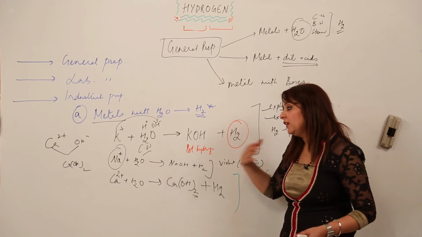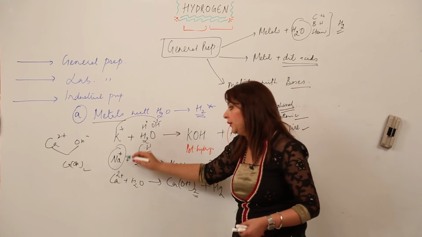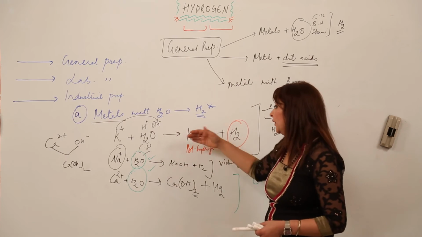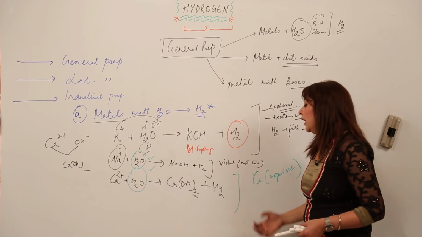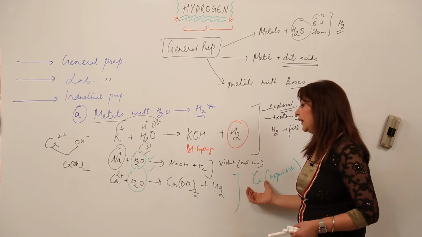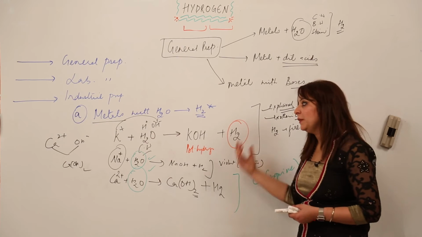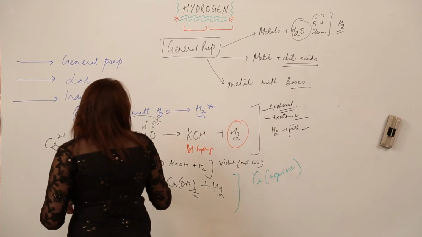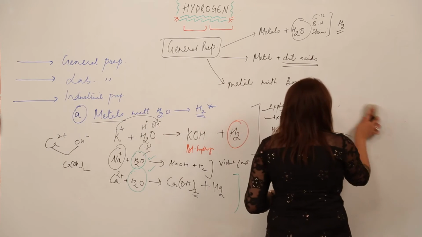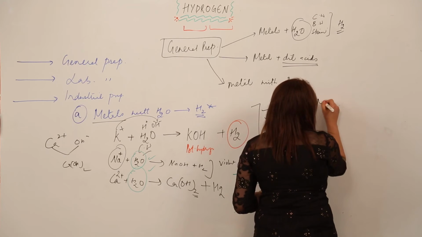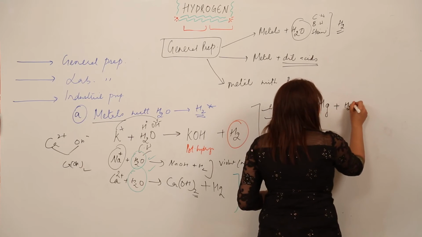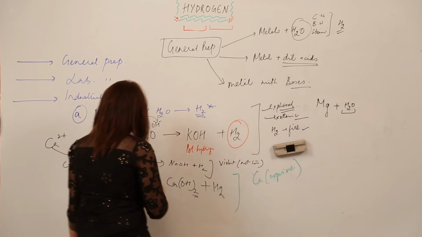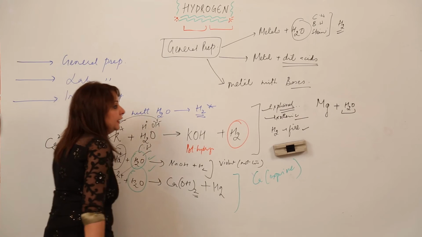Sodium, potassium and calcium all react with cold water, but still they are of no use, because potassium catches fire and is violent, and calcium is expensive. So these metals do not serve as a good method for preparing hydrogen. We have a few more metals which we can list, like magnesium. Magnesium reacts with water, but not with cold water. Keep in mind, the cold water reactions are only for potassium, sodium and calcium, right?